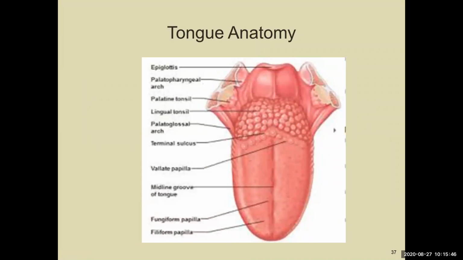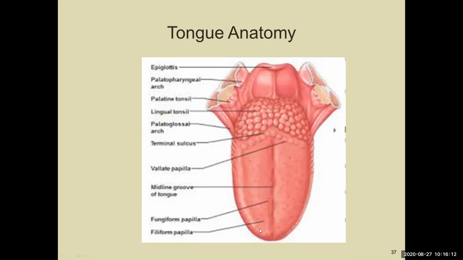The anatomy of the tongue. All right, so let's take a look at this. This is way back, the base of the tongue. You're not going to see this. This is part of the throat here. From the anterior portion here, you've got your midline groove of the tongue, okay? Sometimes it's a straight line, sometimes it looks a little crooked.